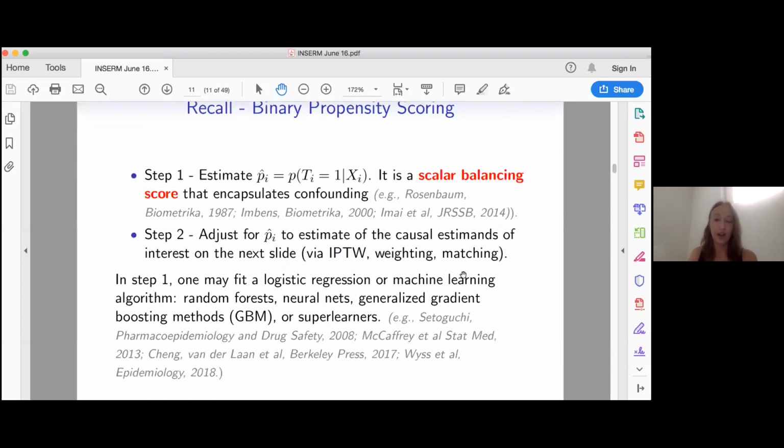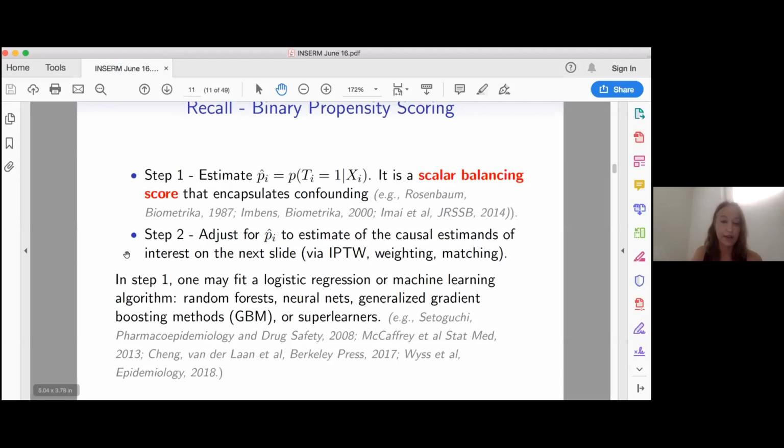So here I have it again, just with a little bit of notation, right? There's your p hat. You notice since it's just one, it's a scalar balancing score that encapsulates the confounding, right? Everything in X. And it's been proved many times over that this is a scalar balancing score. Thus, when I adjust for it in step 2, I get the causal estimates of interest.